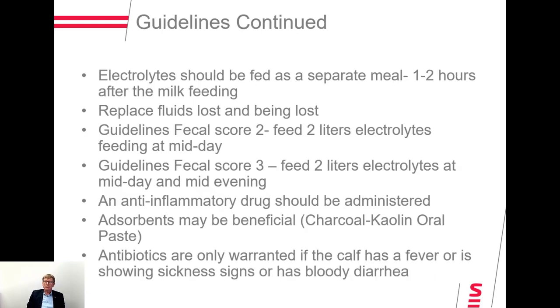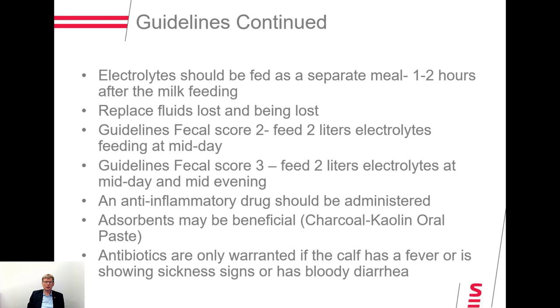So, as we saw in the previous slide, feed electrolytes as a separate meal. When you think about feeding electrolytes, think about the fluids that have been lost already and the fluids that will be lost in the next few hours. The guidelines, when you have a score of 2, you give 2 liters at midday. When you have a score of 3, having a watery diarrhea, you feed 2 liters electrolytes at midday and mid-evening. Always include an anti-inflammatory drug.